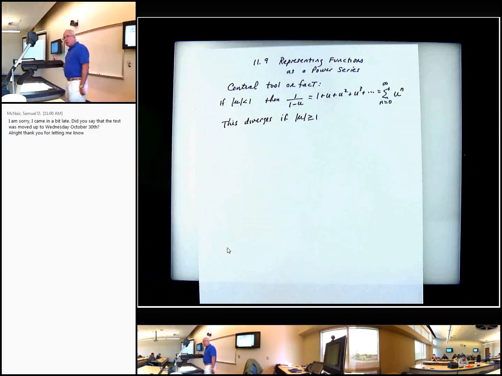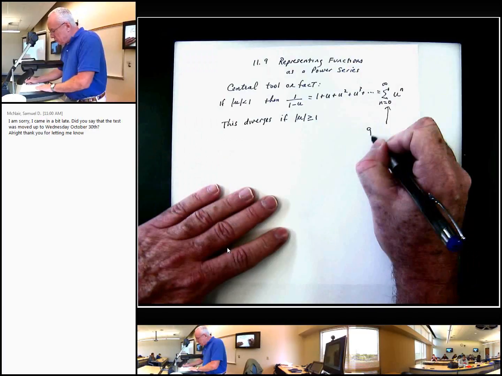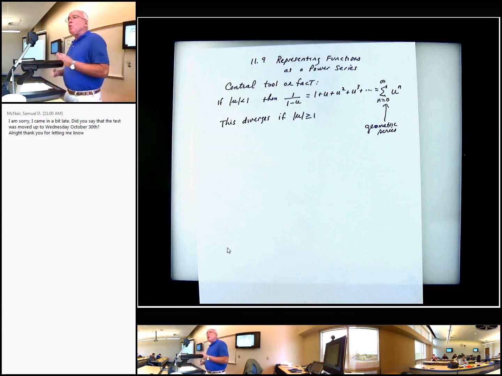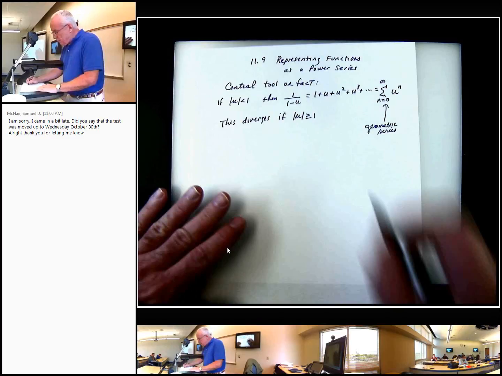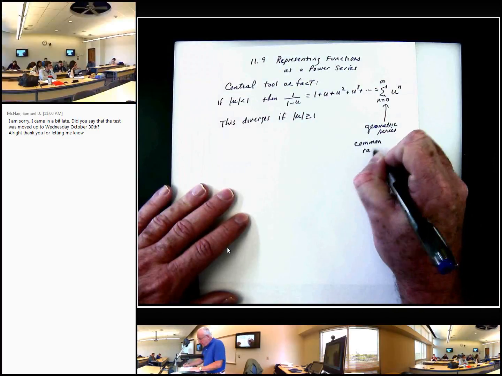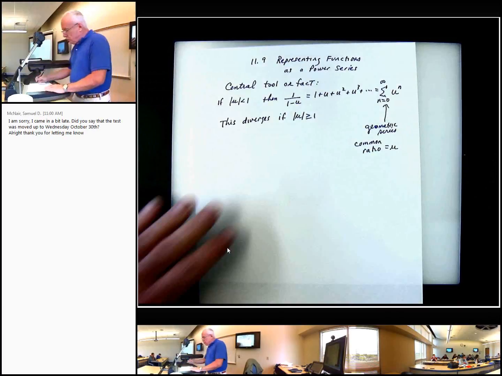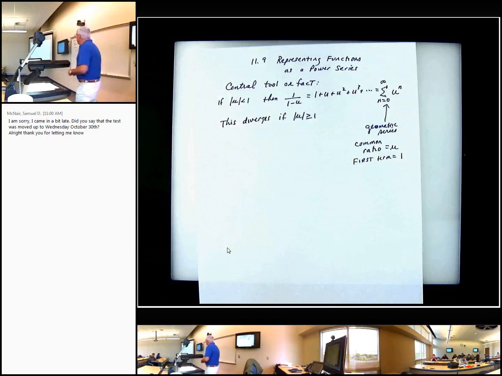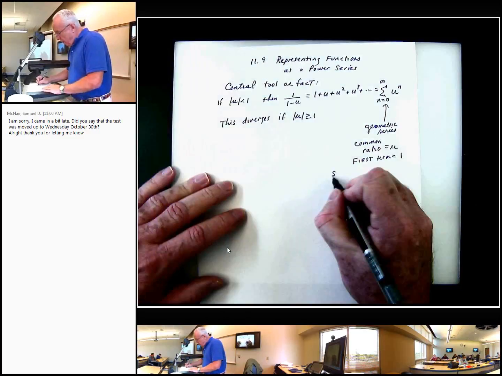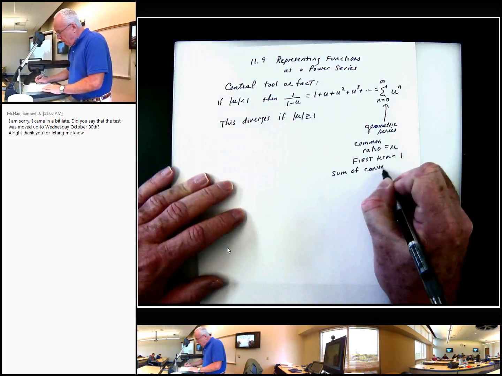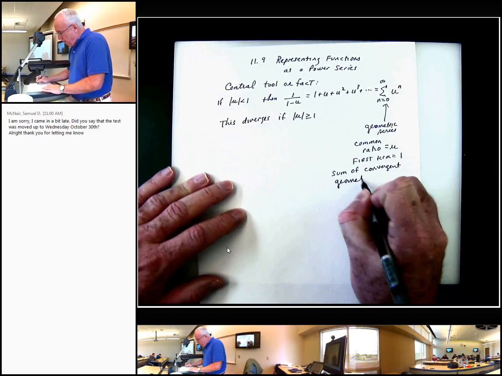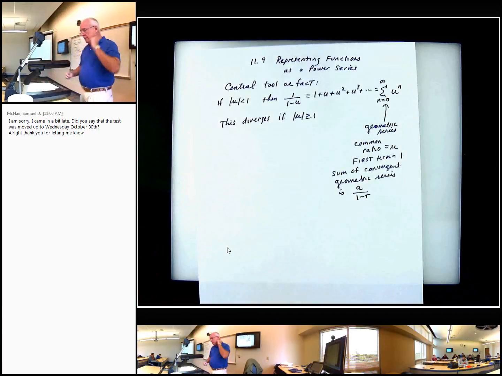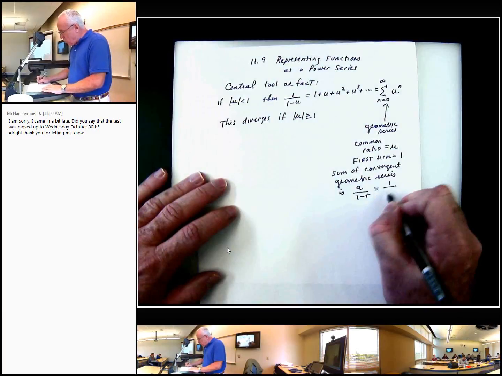And this really is not a new fact at all. This is a geometric series. All right. The common ratio is u, because we keep multiplying things by u. The common ratio is u. All right. And the first term in this series is the term 1, when n is equal to 0. And we know that the sum of a convergent geometric series is a divided by 1 minus r. So in this case, that is equal to 1 divided by 1 minus u. All right?